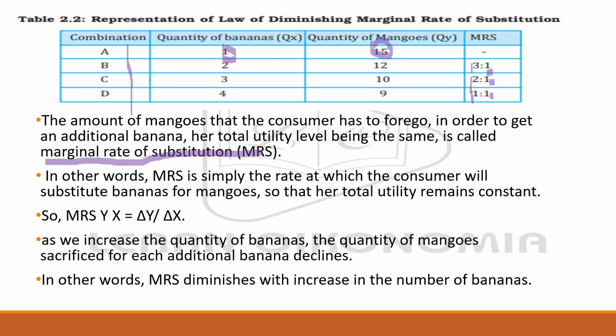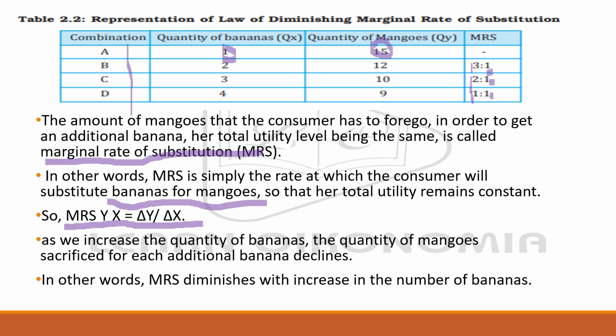The consumer will be substituting bananas for mango or mango for bananas. Here, in order to get one more banana, he is substituting banana with mangoes. He has to sacrifice some mangoes. So the formula for finding your marginal rate of substitution is MRS_yx = delta y by delta x. You have to divide the first number with the second number.